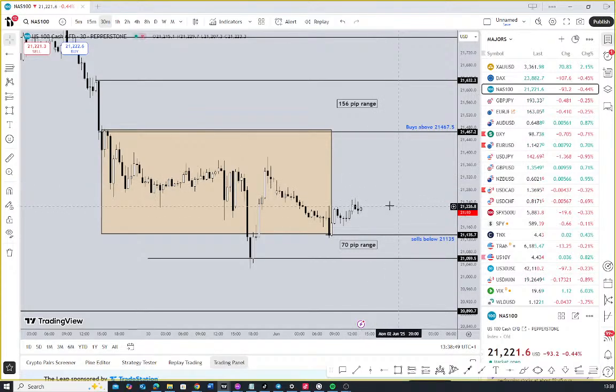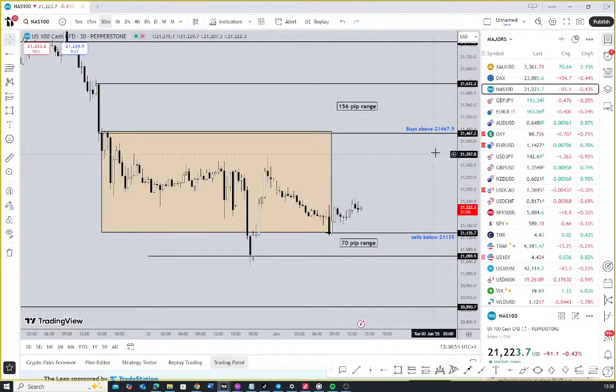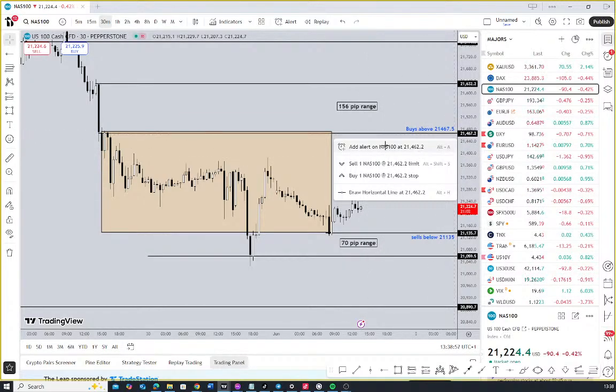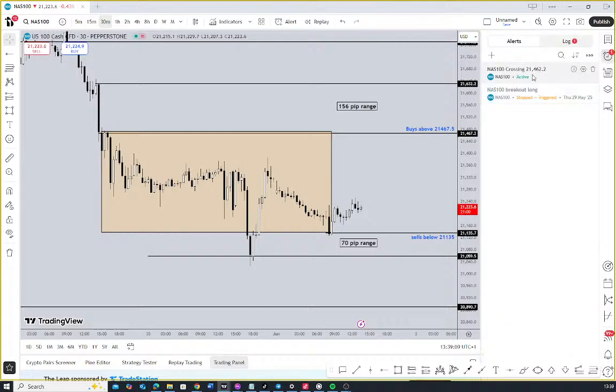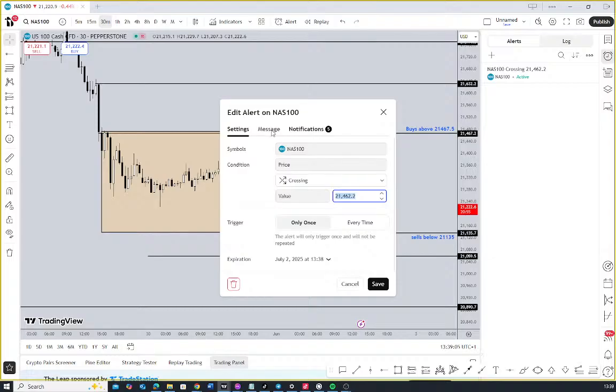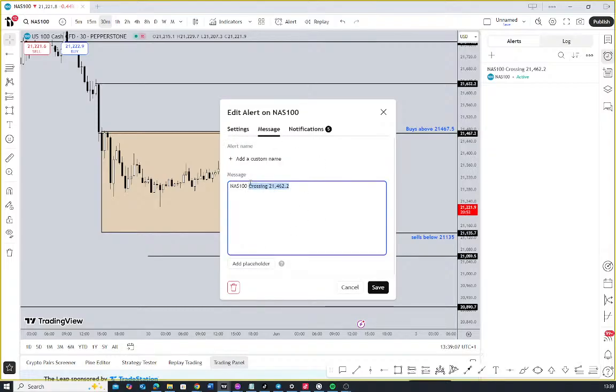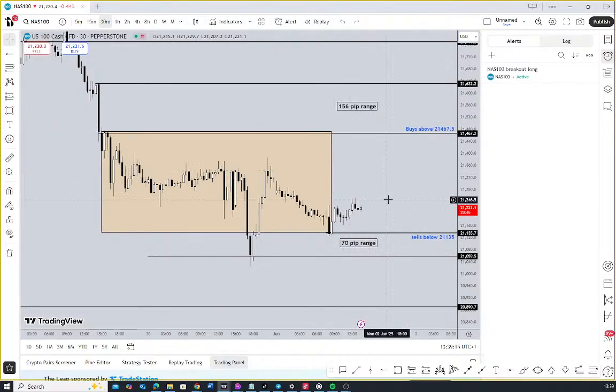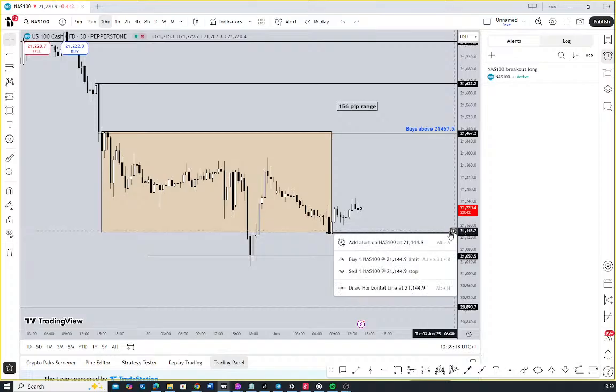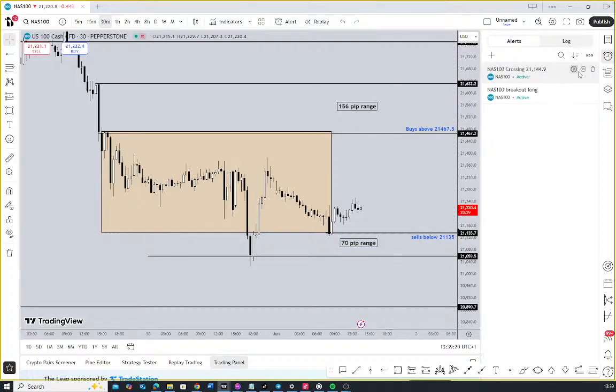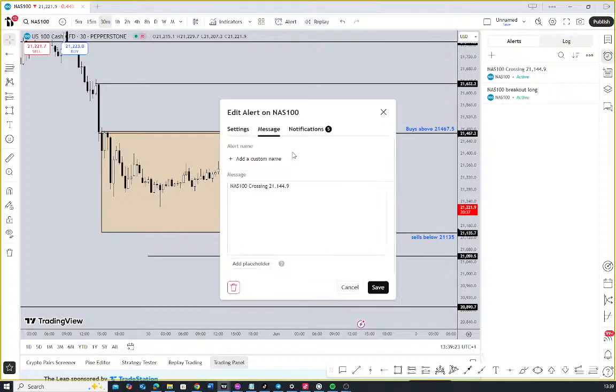We're not doing anything right now. What we're looking for is either a move above 21,467. So I'm just going to put an alert in. Let's get rid of that one. I always want a message to come up when it crosses the price. I just put breakout long. So if price goes above there, I'm going to get notified, and if price comes down here, I'm going to get notified as well. So let's change that one. Message: we're going to look for breakout short.